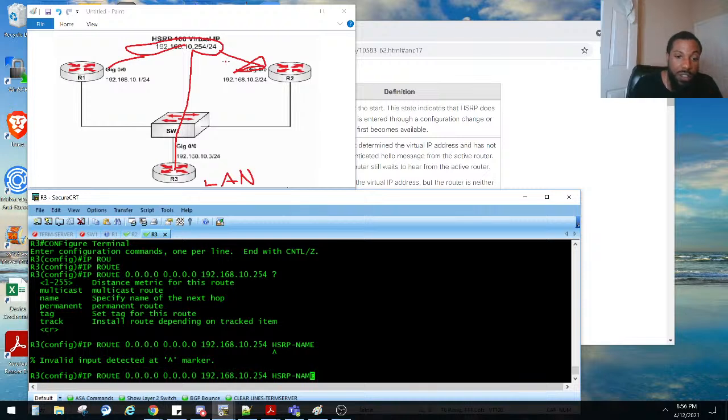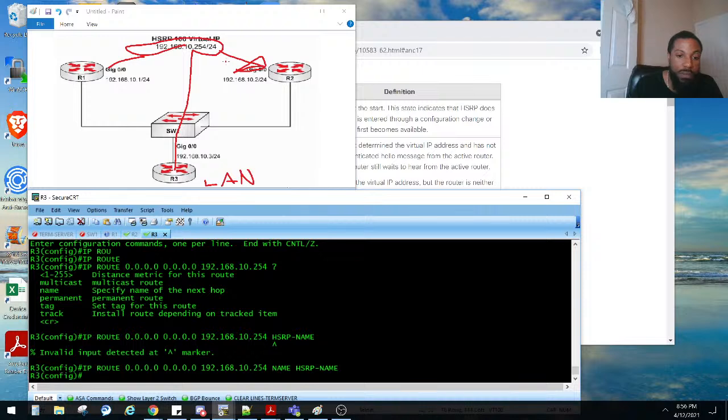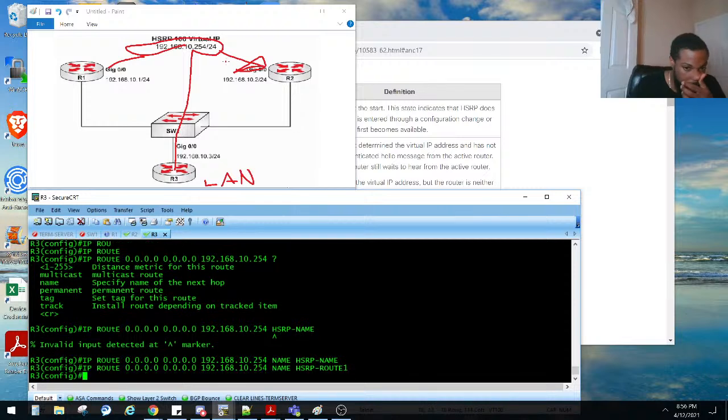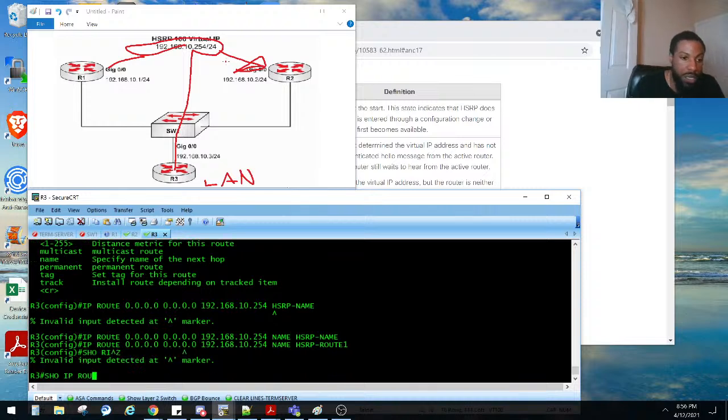What am I missing here? You forgot to put the word name. Duh. I mean the keyword name. Name HSRP. Name. What am I doing? HSRP group. HSRP route. Let's call it that. Route 1.